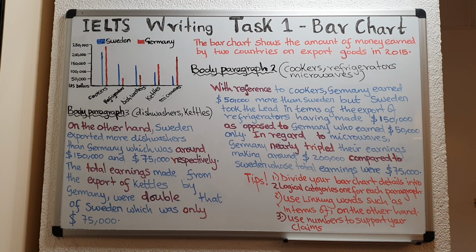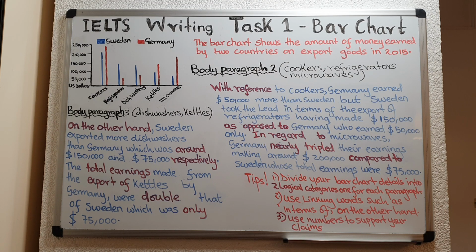But Sweden took the lead in terms of the export of refrigerators, having made $150,000 as opposed to Germany, who earned $50,000. Then I'm about to introduce the next item, I use "in regard to," okay? And then I have to compare both countries. So I use then "compared to," okay? In regard to microwaves, Germany nearly tripled their earnings, making around $200,000 US dollars compared to Sweden.